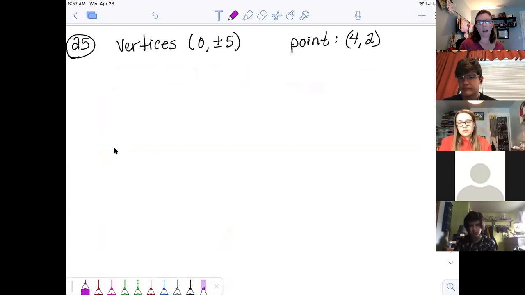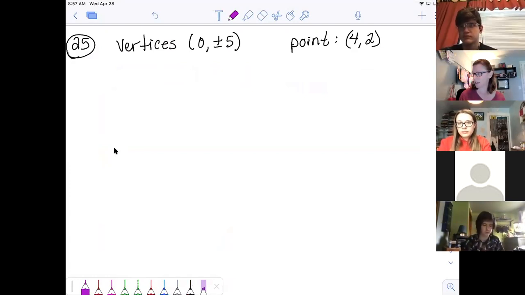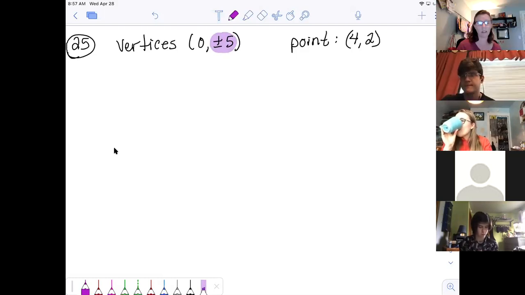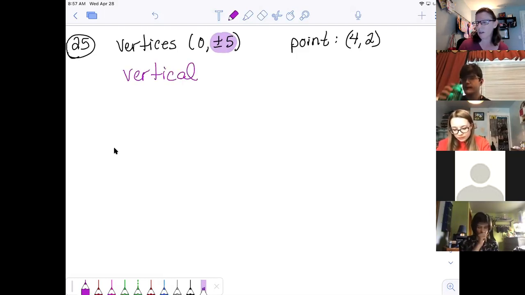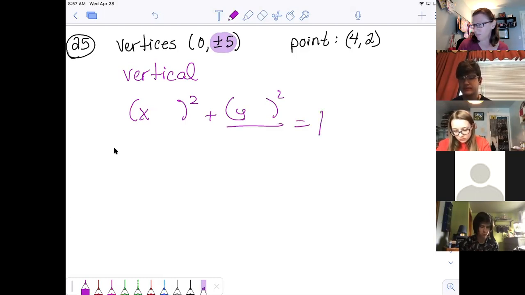So how do we know if this graph is vertical or horizontal? Without really doing anything at all, how do we know if it's vertical or horizontal? Peter? Since the y changes in the vertices, it's going to be vertical. Yeah, so whatever variable is changing in the vertices or in the foci, that tells you the direction that it's going. So this graph is a vertical graph. That means that the A value has to be underneath the Y.